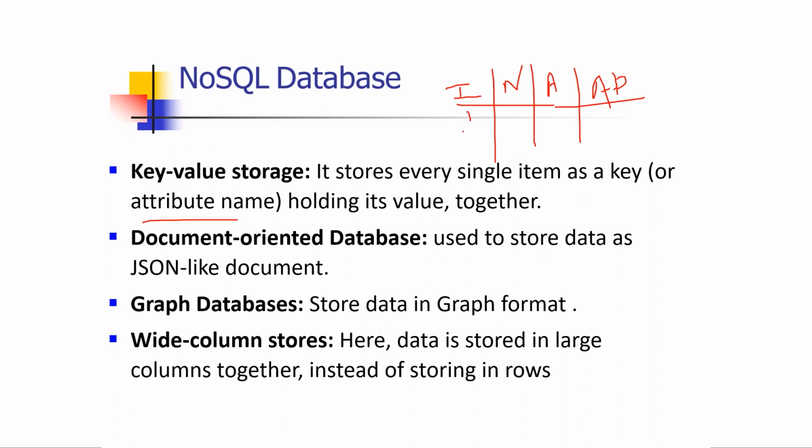If I enter the values, these will be values. Like 1, 2, 3. The name is Ram. The age is 18. Address is suppose Mumbai. These are values. So it's called key value storage.